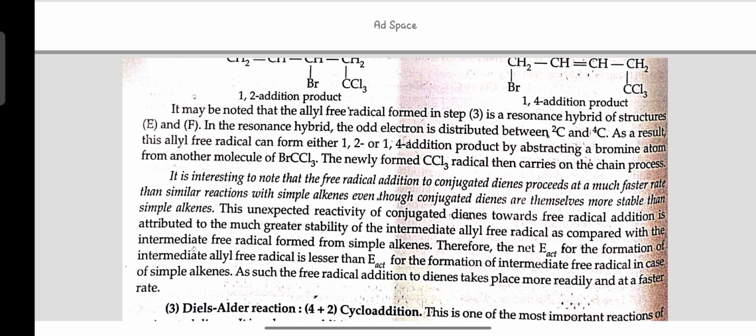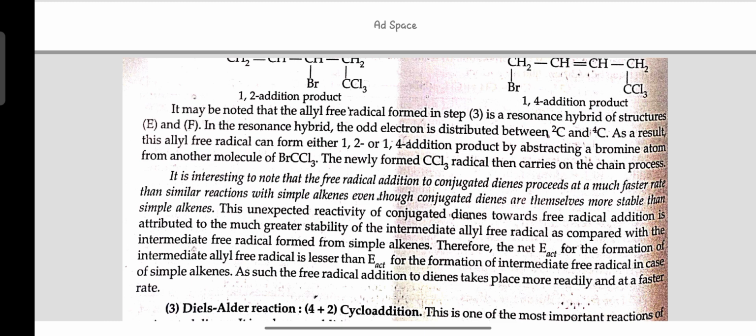It is interesting to note that the free radical addition to conjugated dienes proceeds at a much faster rate than similar reaction with the simple alkenes, even though the conjugated dienes are themselves more stable than simple alkenes. This unexpected reactivity of conjugated dienes towards free radical addition is attributed to the much greater stability of the intermediate allyl free radical as compared with the intermediate free radical formed from simple alkenes.